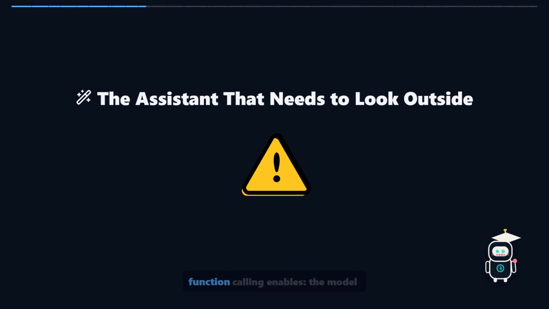That's exactly what function calling enables. The model recognizes it lacks information and makes a structured request to an external tool. You define the tool, the model decides when to use it.